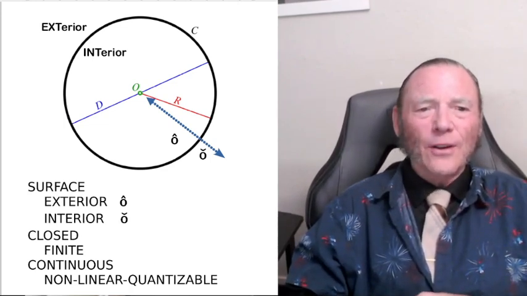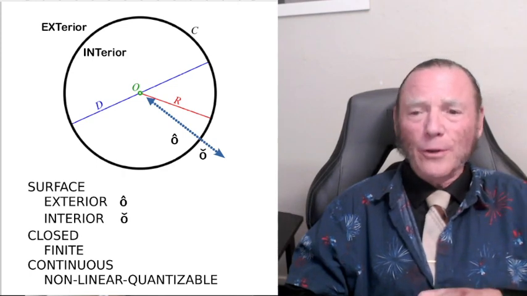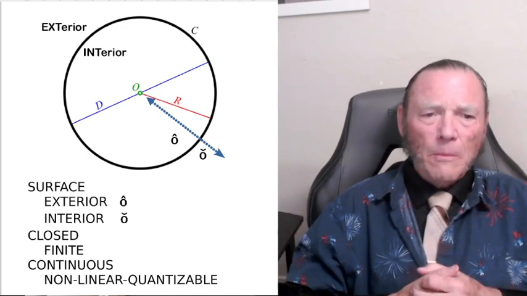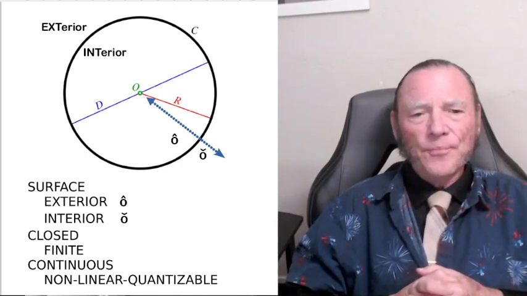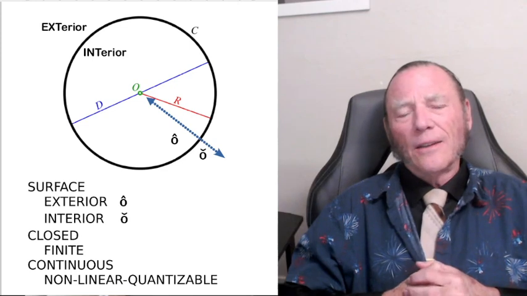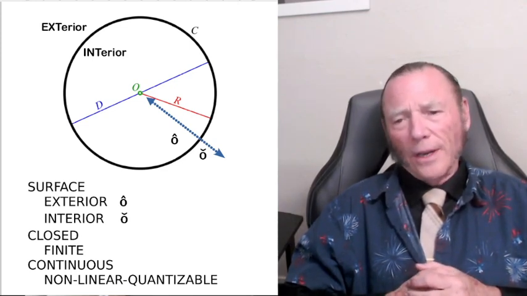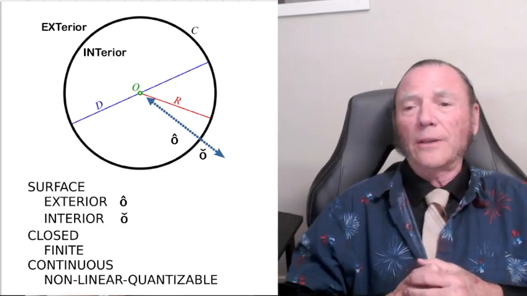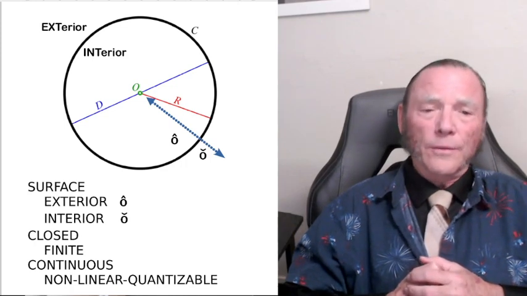The center of this circle is labeled with a green O. Does that have a number? Yes, it does. Because of D, O has a number. And R, the red line, which is the radius, is half D. So they're directly related. You could use either one.